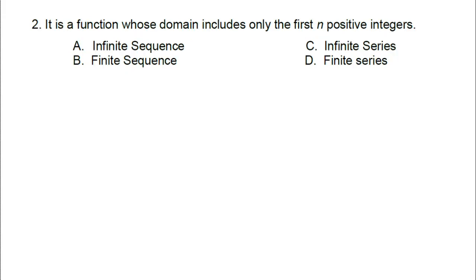Number 2, it is a function whose domain includes only the first n positive integers. The choices are A, infinite sequence, B, finite sequence, C, infinite series, D, finite series. The first n positive integers will start with 1, 2, 3, up to the value of n. So meaning to say we can count the number of terms. So this is a finite sequence.